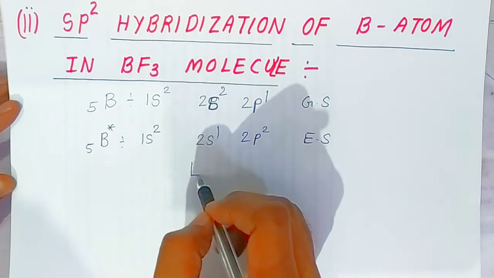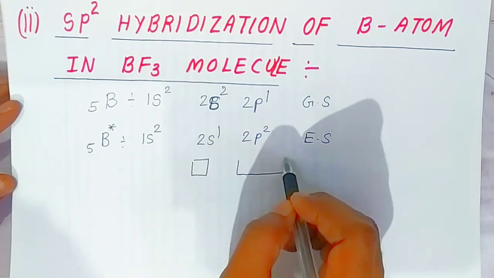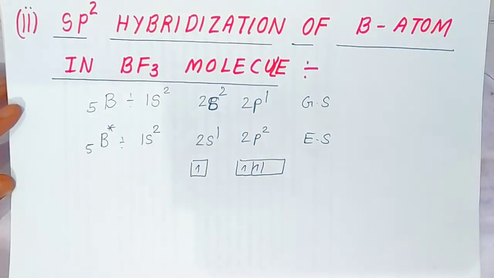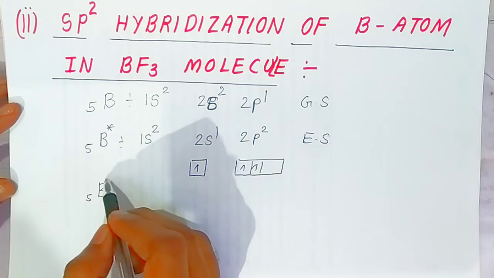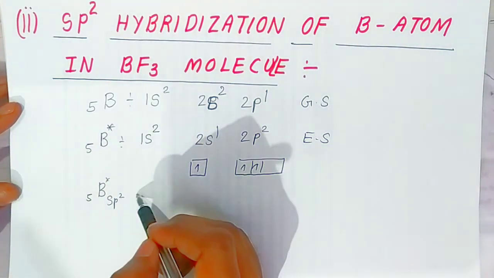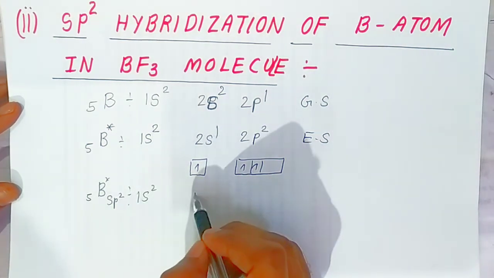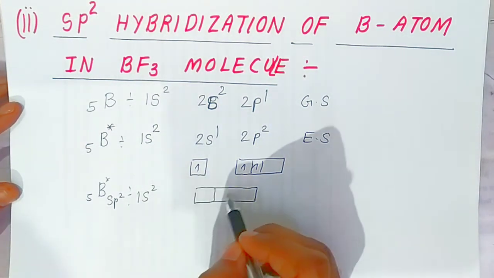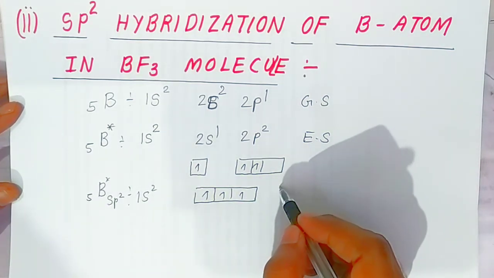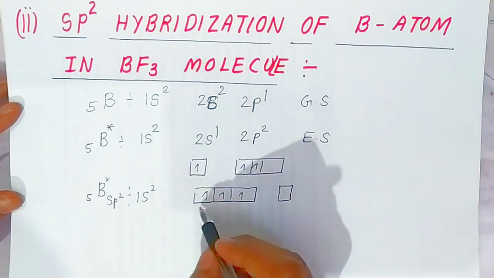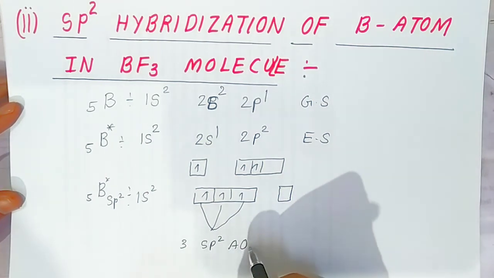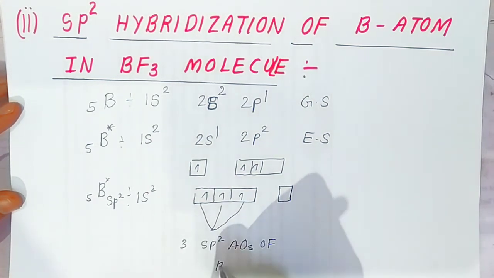So when you draw the orbital diagram of these atomic orbitals of boron, the 1s orbital has 2 electrons. Okay students, now this boron will undergo sp2 hybridization, that means 1 s orbital and 2 p orbitals will hybridize, and now all have equal energy. So each orbital will contain 1 unpaired electron, and there is 1 empty orbital. Okay students, so these are the 3 sp2 atomic orbitals of boron.